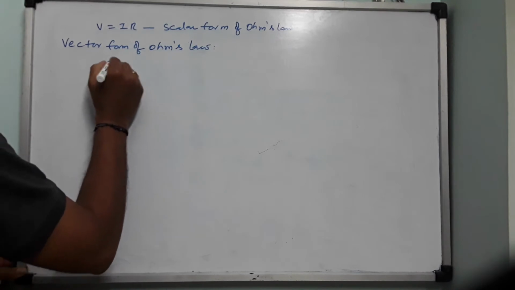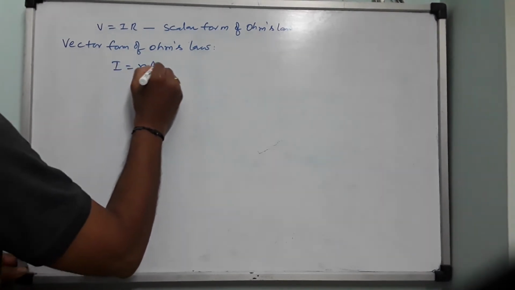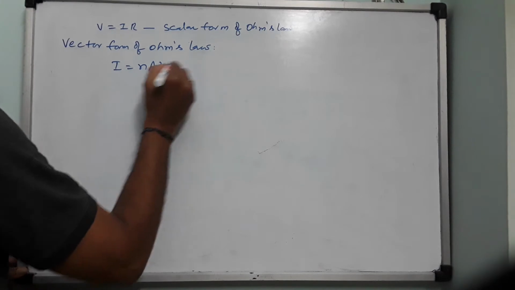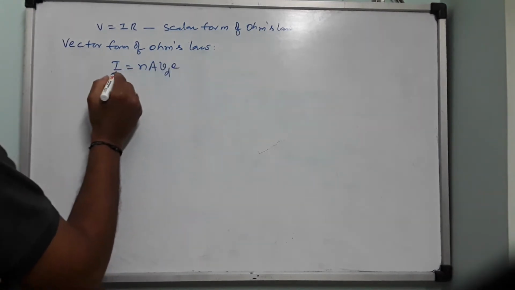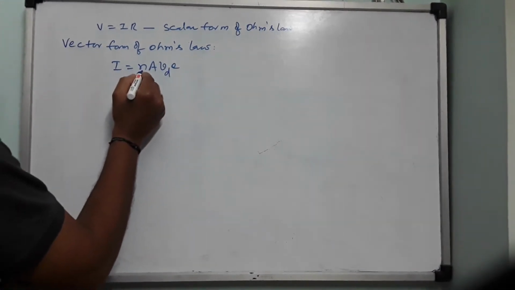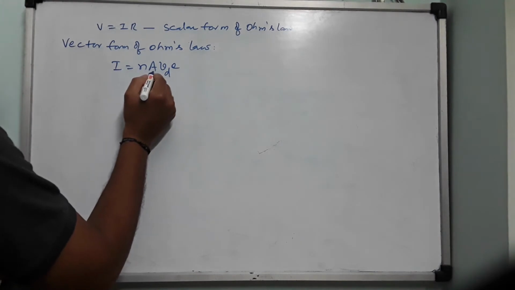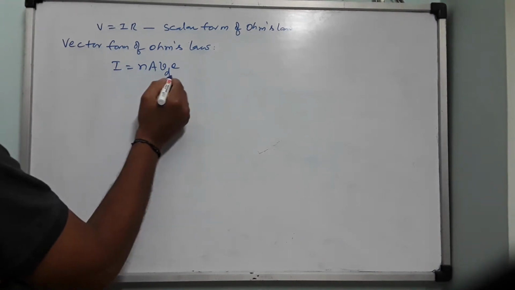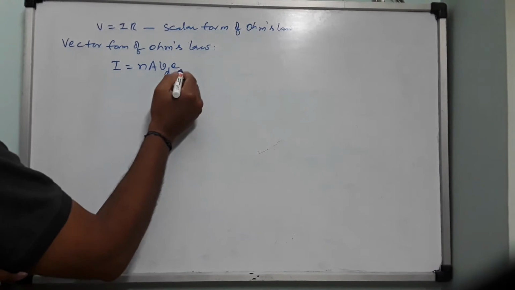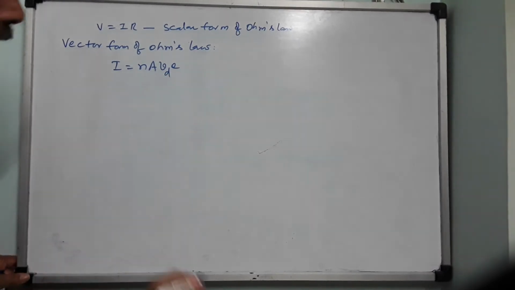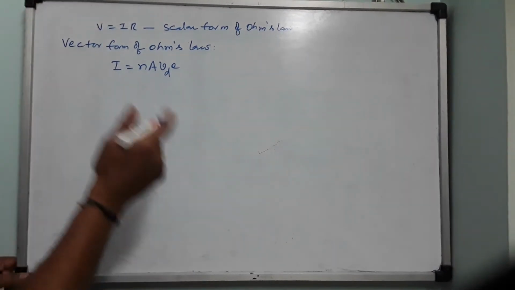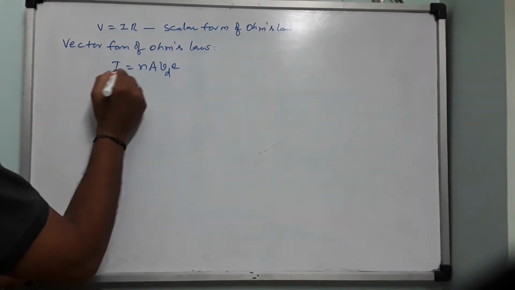I equals N A Vd e, Indian Navy. I stands for electric current. N is number density of free electrons. A is the area of cross section of the conductor. Vd is the drift velocity. And e is the charge on the electron. Right. Now what we do? We bring this A this side.